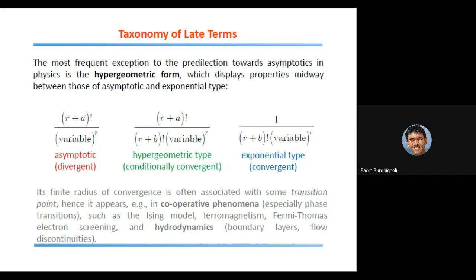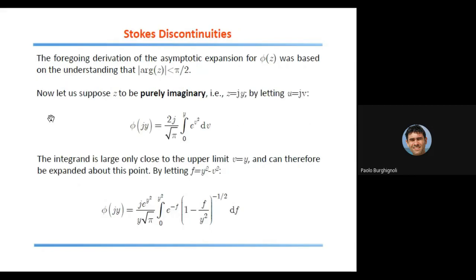So, for example, ferromagnetism, in which you have the Curie temperature, or Fermi-Thomas screening. Also, boundary layers in hydrodynamics, in which you have a change of scale from what happens close to the surface and what happens far from the surface. In all those phenomena, you will find this kind of intermediate behavior, which is not so convenient, because the best one could hope is to have a divergent series in practice, because that in practice will give you the best numerical accuracy with just a few terms.